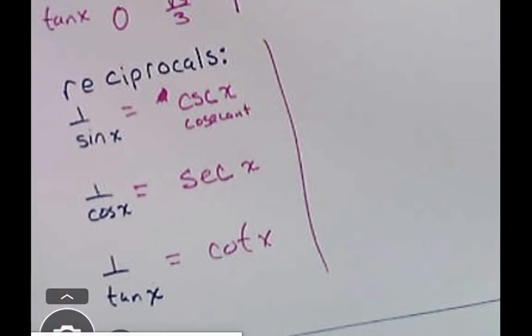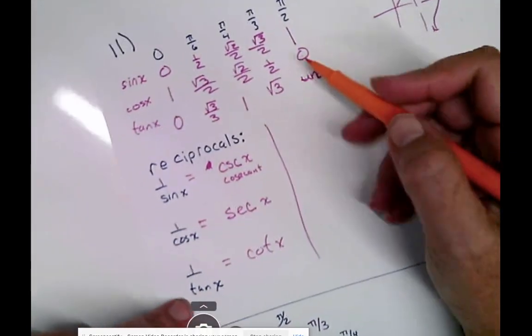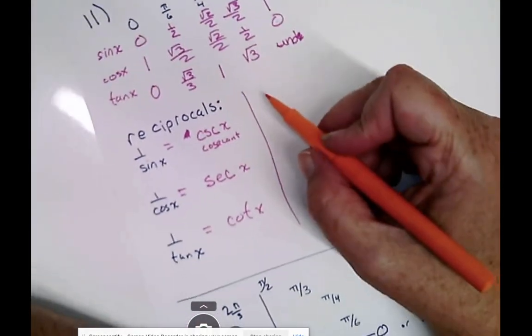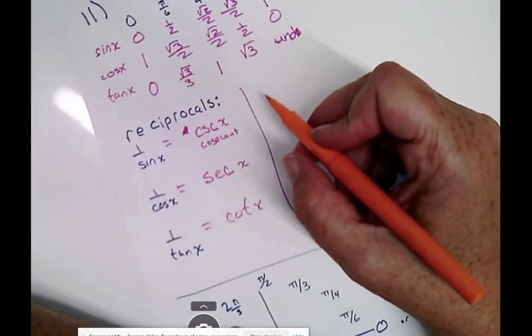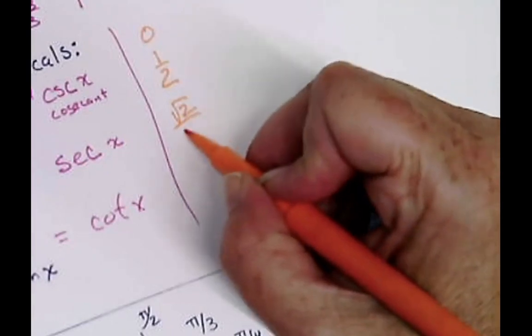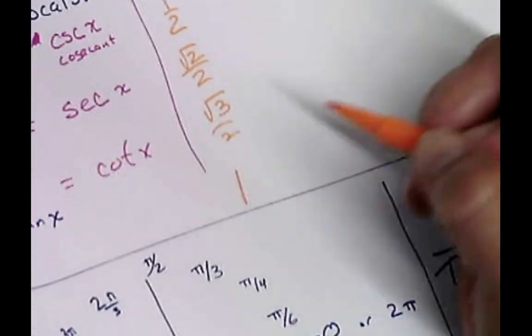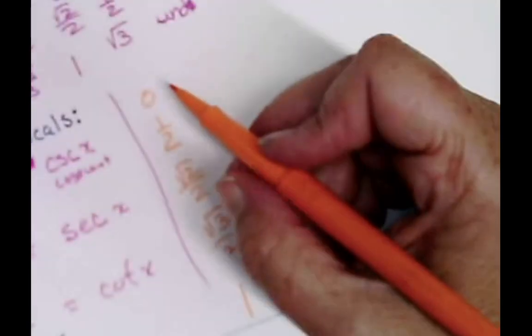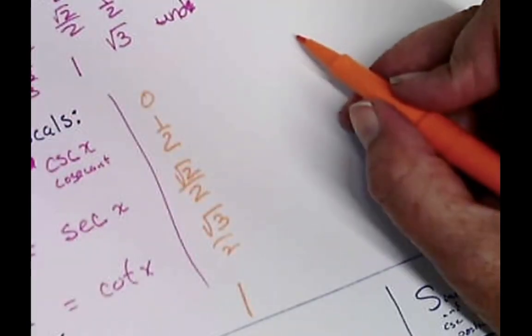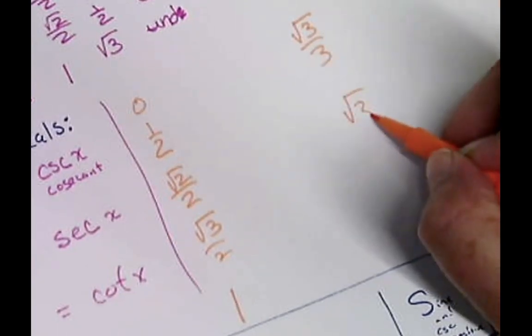But what we really need to know is the reciprocals of all this stuff. So, what are the numbers here? We have to know 0, 1/2. We'll need a reciprocal of root 2 over 2. We'll need a reciprocal of root 3 over 2. And we'll need a reciprocal of 1. Oh, and the tangent values will also need a reciprocal of root 3 over 3. And we'll need a reciprocal of root 3.